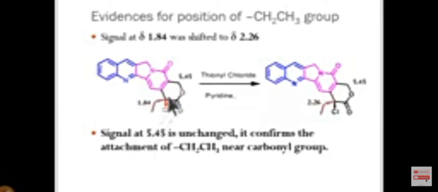Why? They treated this camptothecin molecule with thionyl chloride in presence of pyridine. What will happen? This OH will change to Cl. OH was converted to Cl, and they obtained chlorocamptothecin from camptothecin. As you know, chloro is an electron withdrawing group having a minus I effect. Because of the minus I effect, this CH2 signal, previously at 1.84, shifted to 2.26, and all other signals did not change. So this proves that this OH is attached to the carbon bearing this CH2.